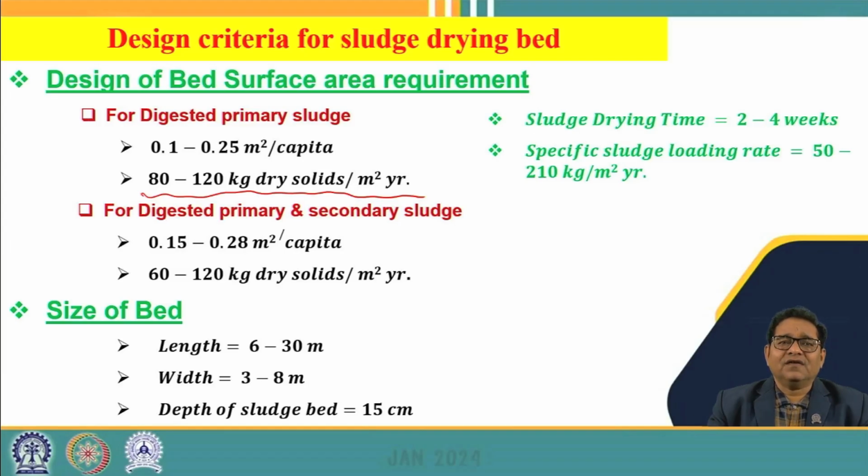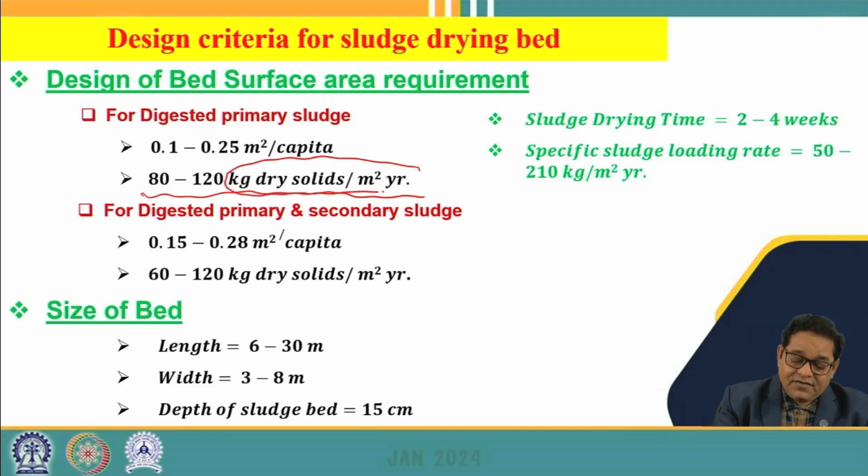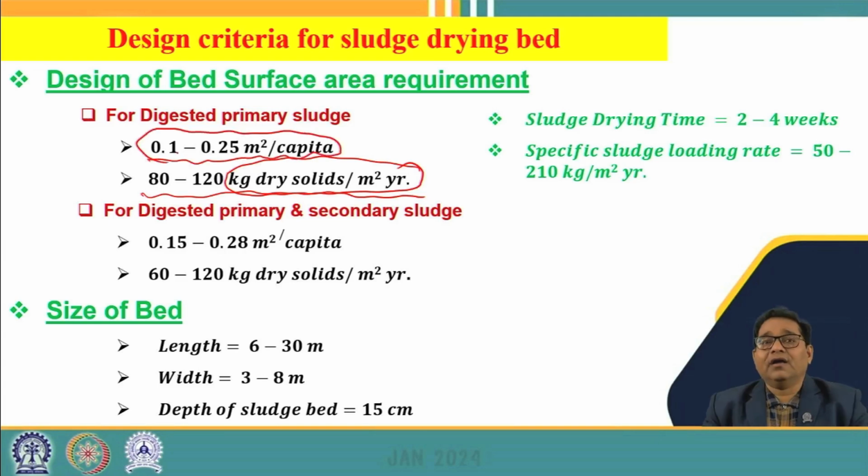This is usually expressed in terms of kg dry solids per unit area per annum. This is the unit, and it is applied to determine the surface area required for the sludge drying bed. And then overall, as a thumb rule, we have to check that the per capita sludge bed requirement is 0.1 to 0.25 meter square.